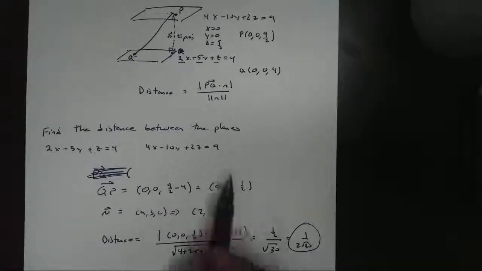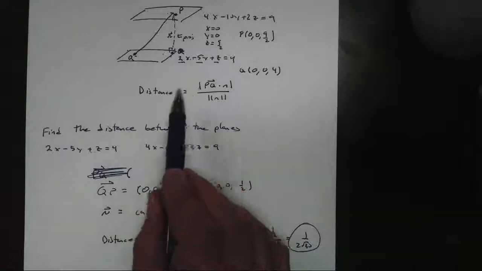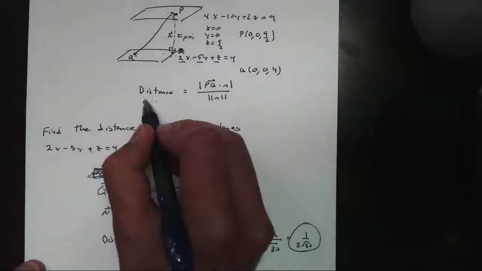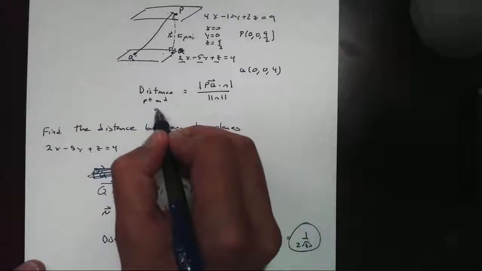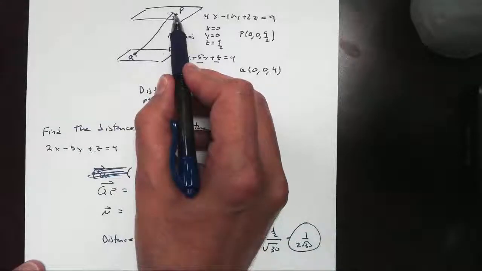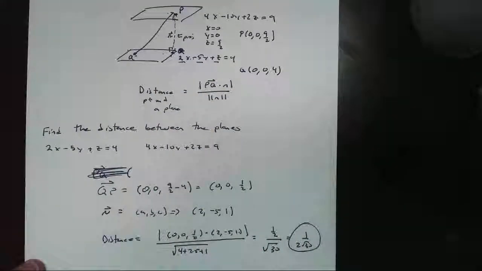Anyway, like I said, if you need to, go back and look at my past videos to find out how we get that distance between a point and a plane. Remember, this is the distance between a point and a plane, and that's what we used here. We just use one of the planes to get a point on it, and then we can use our old distance formula from earlier.